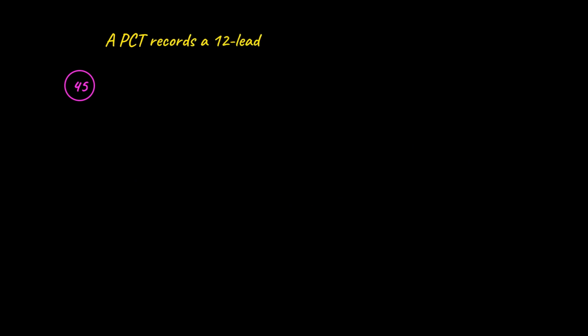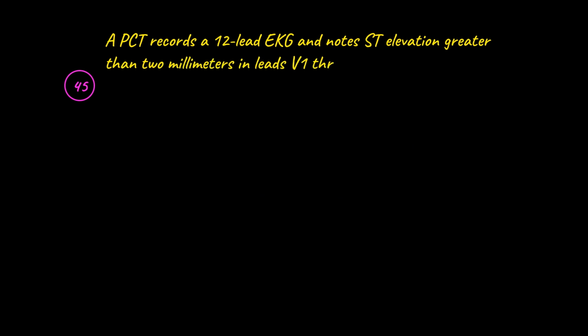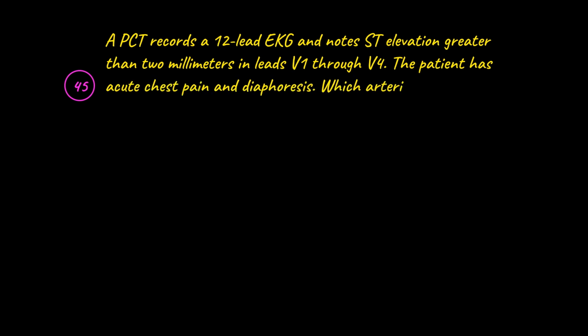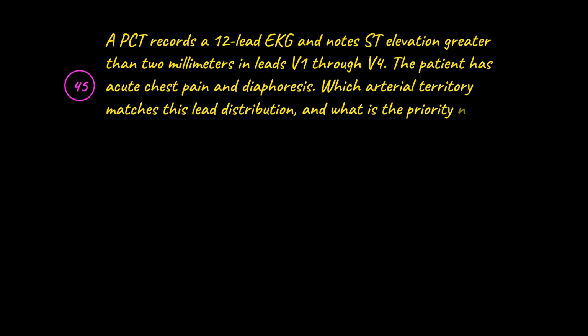Question 45. A PCT records a 12-lead EKG and notes ST elevation greater than 2 mm in leads V1 through V4. The patient has acute chest pain and diaphoresis. Which arterial territory matches this lead distribution, and what is the priority next step in care?